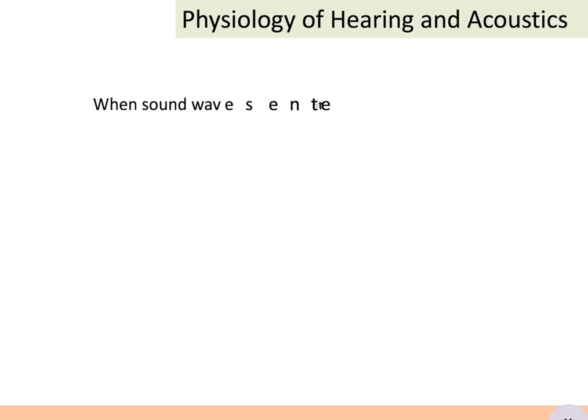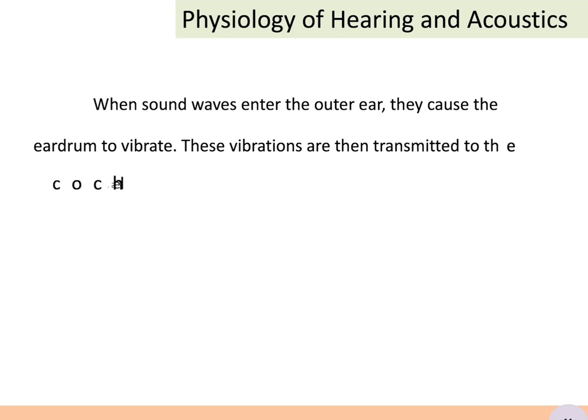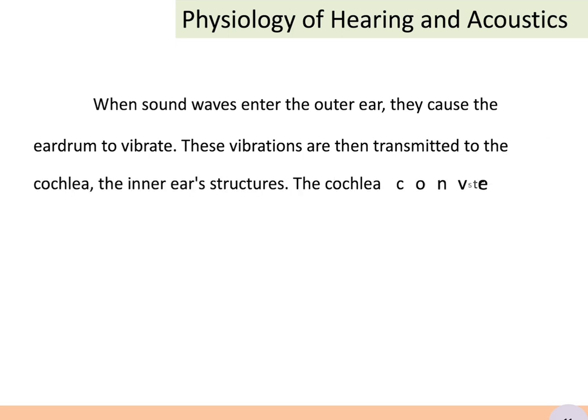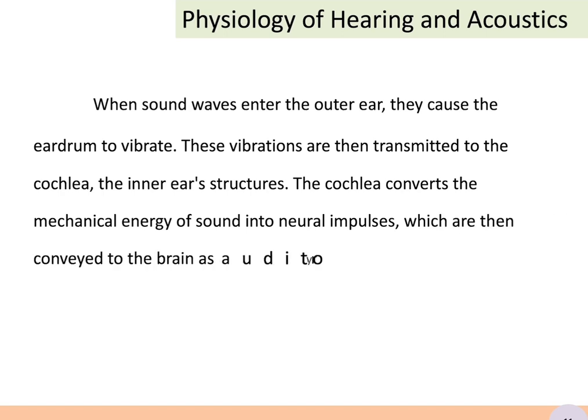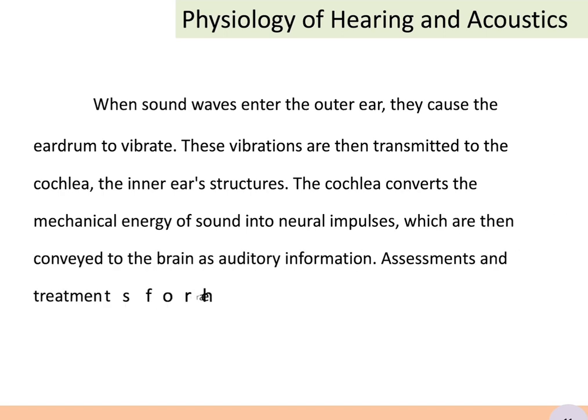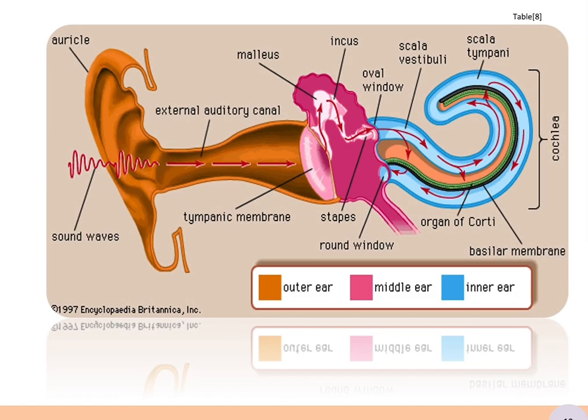Physiology of hearing and acoustics. When sound waves enter the outer ear, they cause the eardrum to vibrate. These vibrations are then transmitted to the cochlea. The cochlea converts the mechanical energy of sound into neural impulses, which are then conveyed to the brain as auditory information. Assessments and treatments for hearing health rely on understanding these acoustic processes. On this slide, figure 8 illustrates the hearing process in the human body.